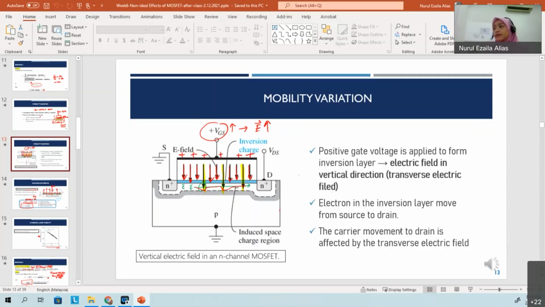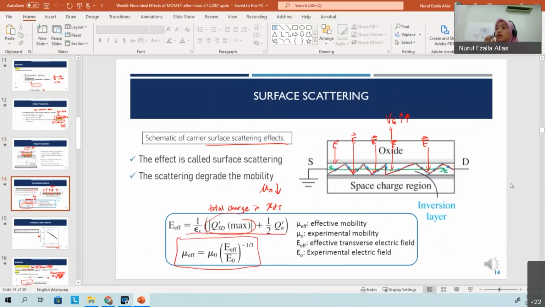Because of that, the effect usually called the surface scattering effect. These are due to the transverse electric field. And the surface may not be as smooth, so there is a collision or obstacle to the flow. This we call surface scattering, where surface scattering may degrade the mobility of electrons from source to drain.